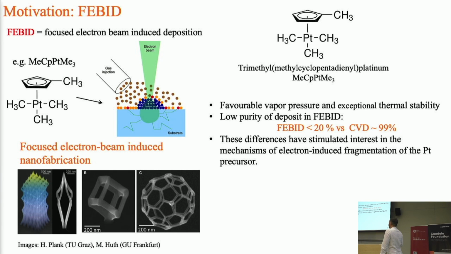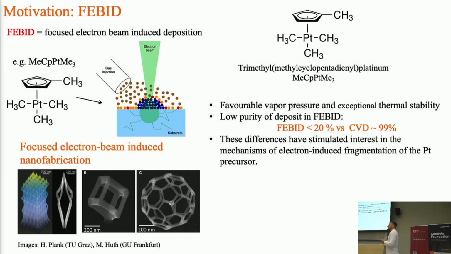Now let's talk about 3-methylcyclopentadienyl platinum. In the rest of the presentation I will just talk about the platinum precursor because it's easier to pronounce. This precursor is commonly used for platinum deposition due to its favorable vapor pressure and exceptional thermal stability. However, this is counterbalanced by the low purity of platinum deposits in FEBID experiments, which is interesting because in chemical vapor deposition, 99% purity can be easily achieved. These differences have stimulated interest in the mechanisms of electron-induced fragmentation of the platinum precursor.